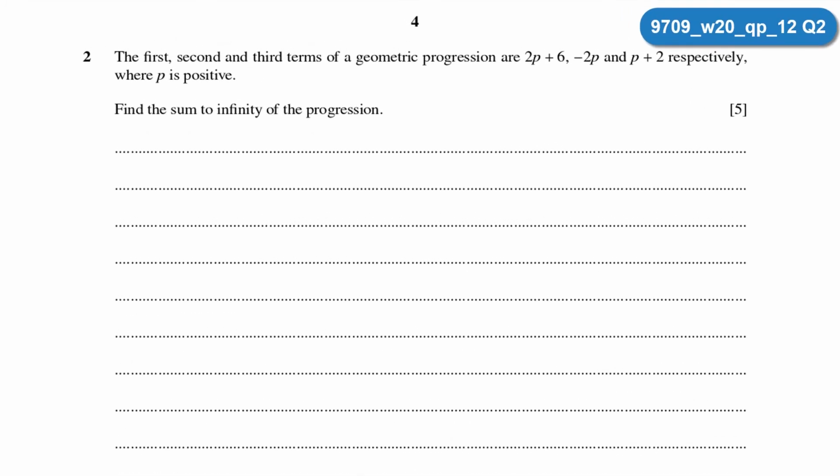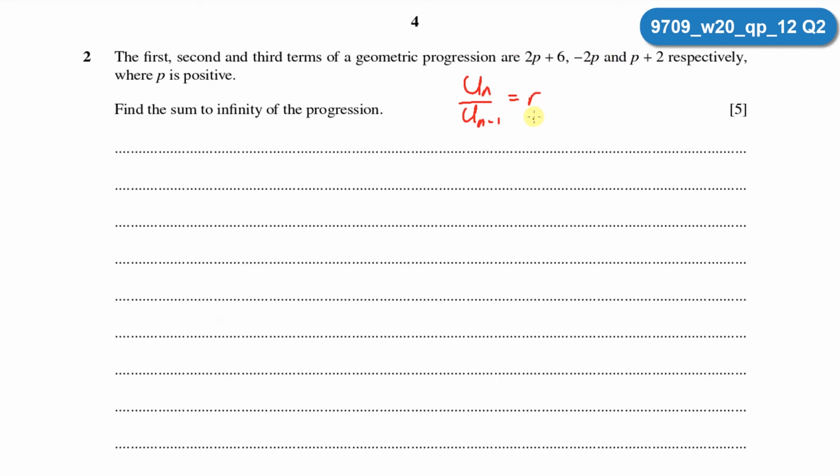The first, second, and third terms of a geometric progression are 2p plus 6, minus 2p, and p plus 2 respectively, where p is positive. Find the sum to infinity of the progression. So what we're seeing here are consecutive terms of a geometric progression. And we know that if we divide a term by the one before it, we get the common ratio r.